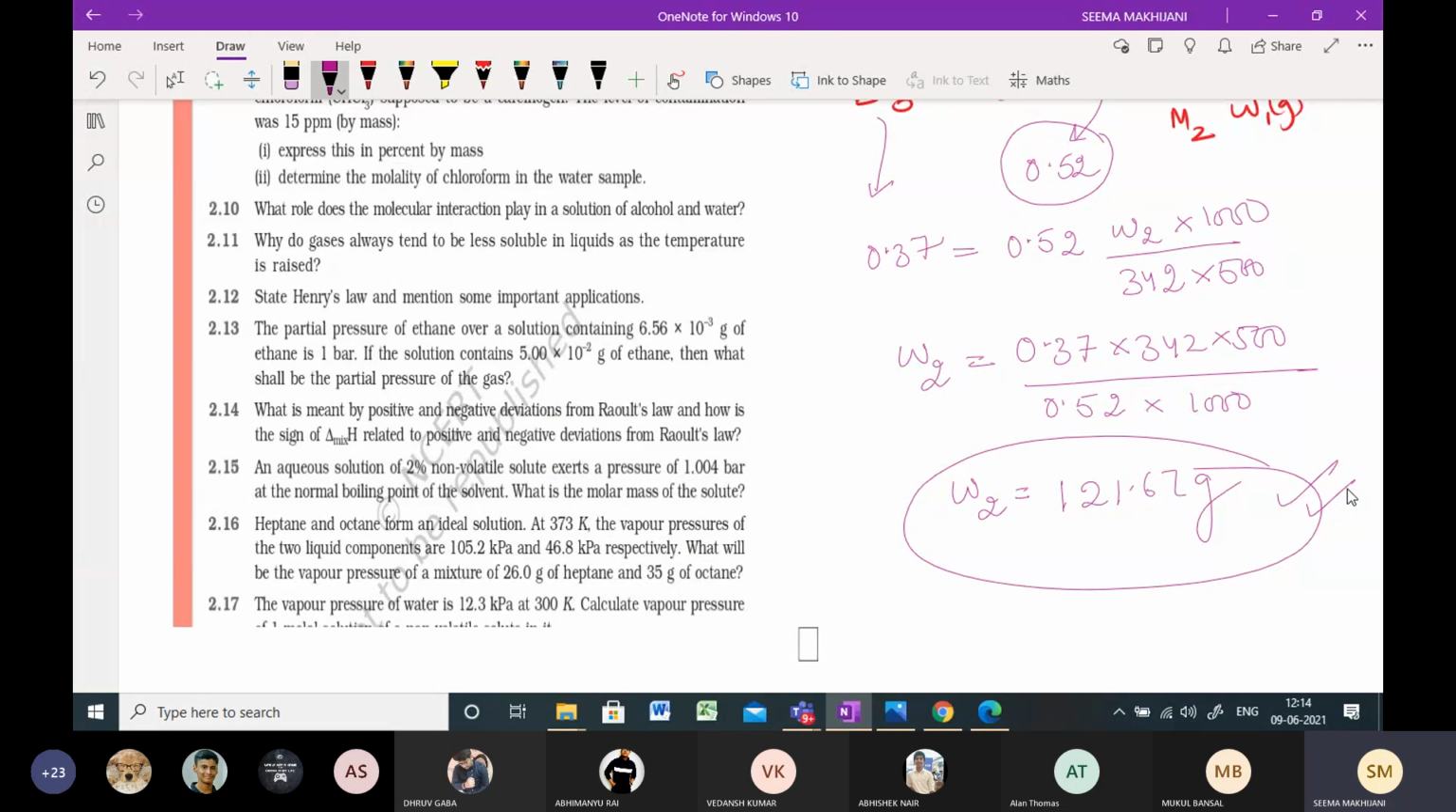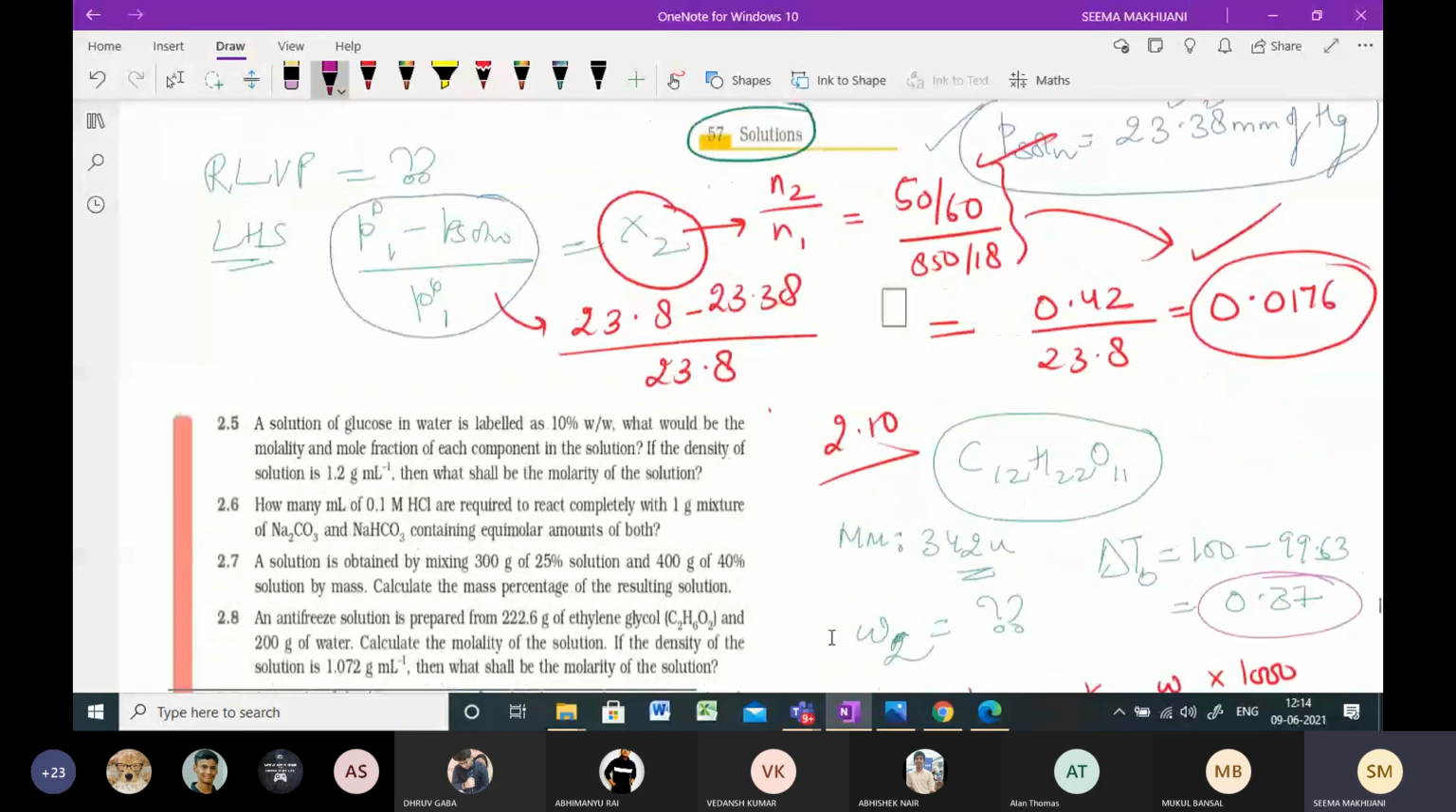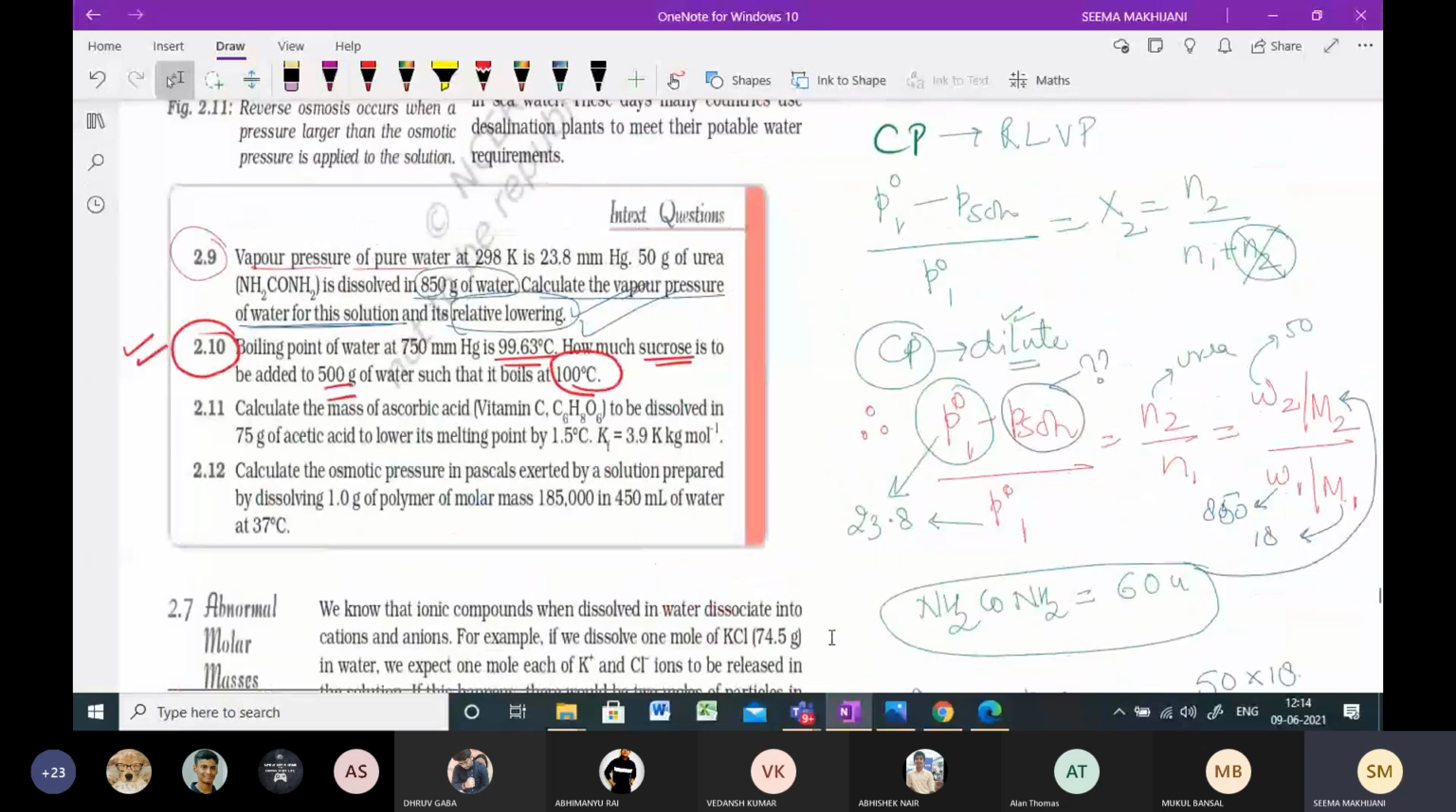Any doubts? Any queries? A direct formula based question is given to you and I've just substituted the values. The only thing that you needed to understand in this was that the value of water given to you is 99.63. So that is fine. And the final is 100. Now moving to the third question.